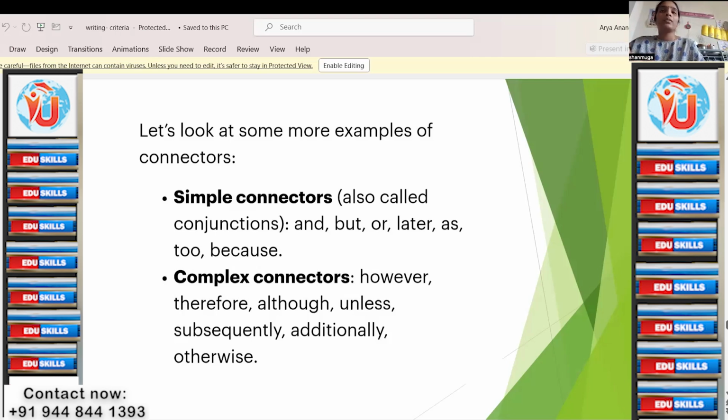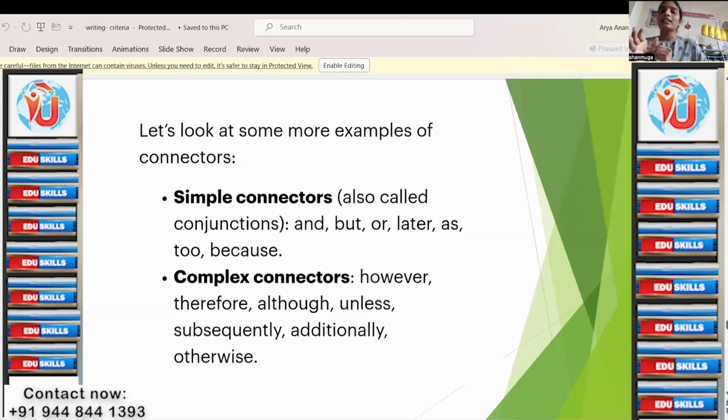You can use it in between sentences, or you can start with the connector. If you are writing "Although he is not able to do that, he is doing that," like that, you can start with the connector if you want to start your sentence with it. But with a simple connector, you can't start a sentence; you can start a sentence with a complex connector.